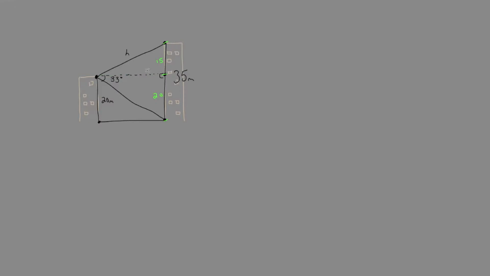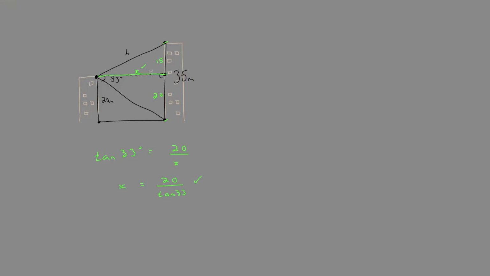Well, this side length could be found given the ratio of tan of 33. So the tan of 33 degrees equals the opposite 20 over the adjacent. Let's call this x. Therefore, x equals 20 over tan 33. And so we could find that on the calculator, or we could just leave it for now, because that's our x value. So we know what x is because we just found it here.